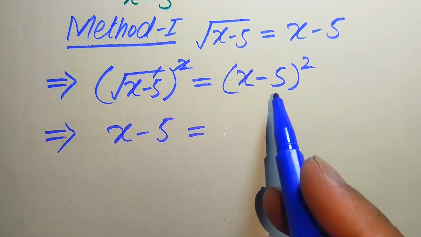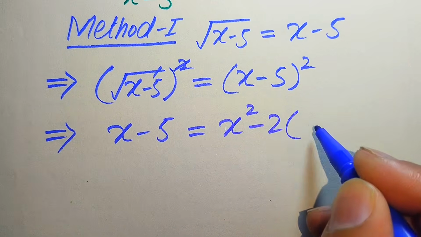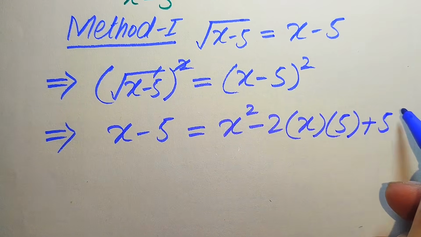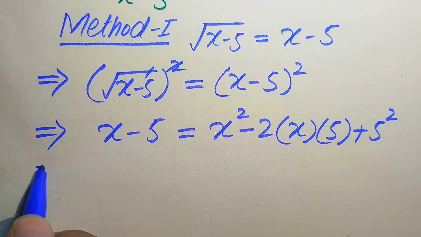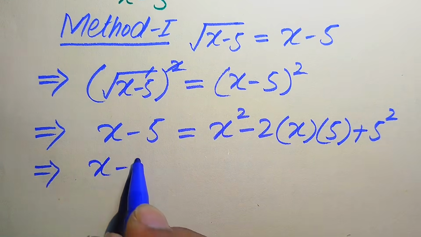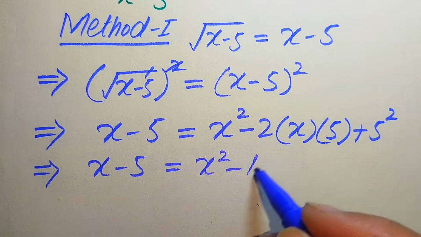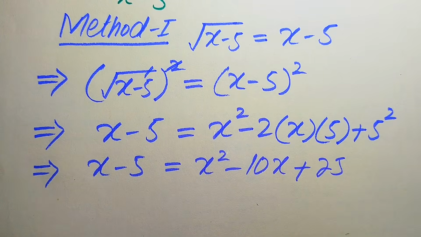the nice algebraic formula. So this will be written as x square minus 2 times x into 5 plus 5 square. So after that we have x minus 5 is equal to x square minus 2 times 5, which becomes 10x, plus 5 square, which becomes 25.